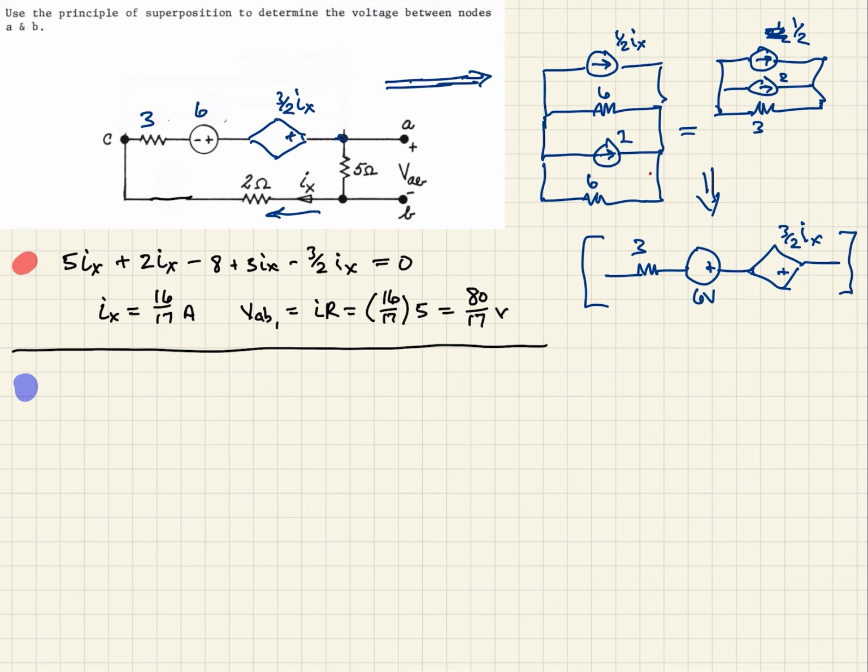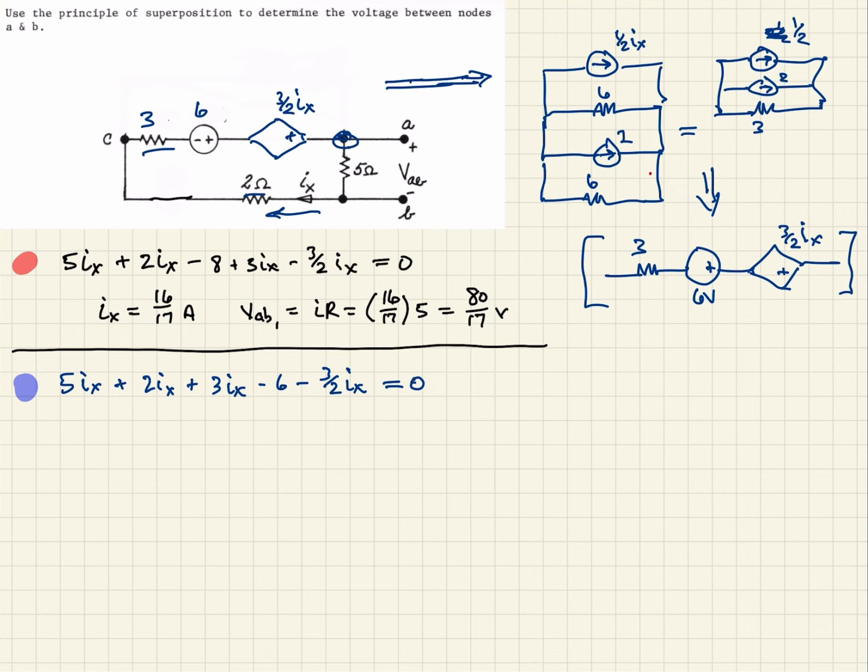So we can write our equation again as we did before. We can start at this point here. So we come down, it's our 5 ohm resistor times Ix. And then that'll be plus our 2 ohm resistor Ix. And then we come around, we have our 3 ohm resistor times Ix. Then we have a minus 6 because we hit the minus sign first. Then we have a minus 3 halves Ix. So hit the minus sign first. And that gets us back to where we started, so we can set that equal to 0.